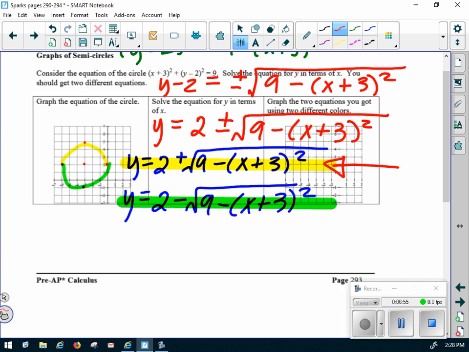Are you okay? Now, if you'll notice, look right here. This one says here just to graph the equation, and then over here it says to graph the two equations you got using two different colors. So we just did the two different colors over there. So don't worry about it.